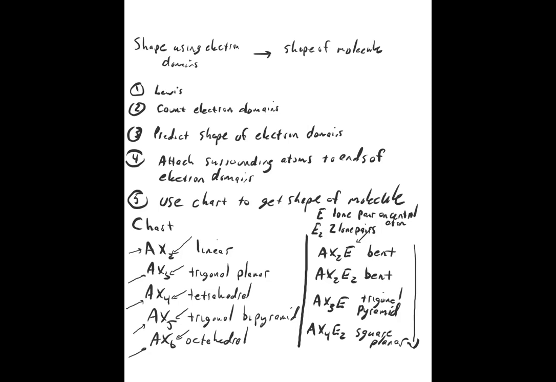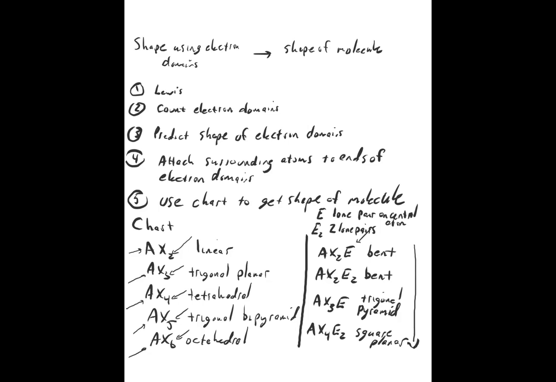So what you're going to do is these 5 steps. You draw the Lewis structure, count the electron domains, and predict the shape of the electron domains: for 2, 3, 4, 5, 6, that's linear, trigonal planar, tetrahedral, trigonal bipyramid, and octahedral. Then use this chart with the surrounding atoms. If you have 2 surrounding atoms and 1 lone pair, that's bent. If you have 2 surrounding atoms and 2 lone pairs, that's also bent. If you have 3 surrounding atoms and 1 lone pair, that's trigonal pyramid. If you have 4 surrounding atoms and 2 lone pairs, that's called square planar.